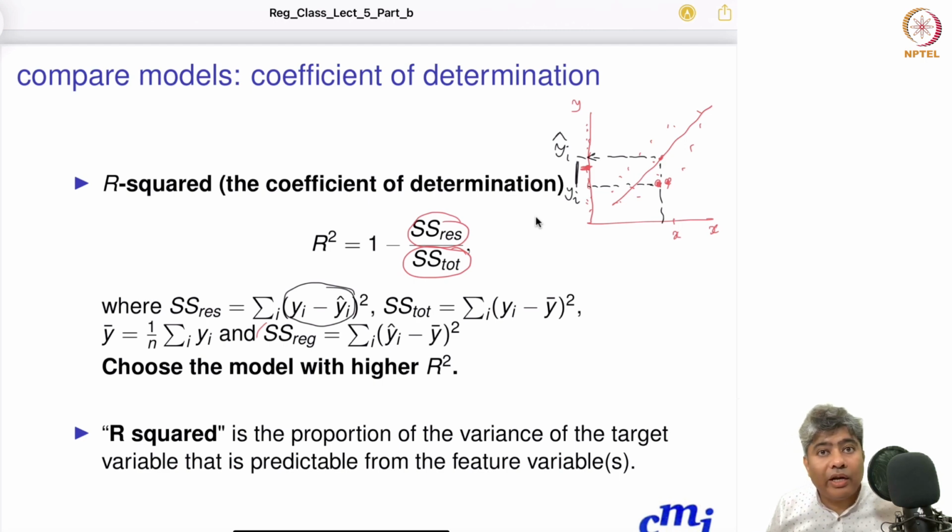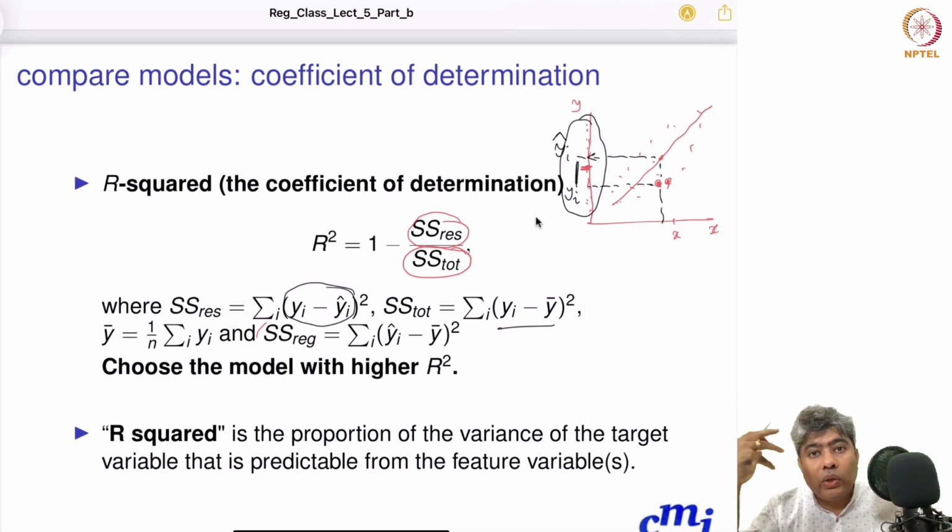Yi minus yi hat is my residual. That means this residual is the part that is not being explained by the model, right? That is the variability that my model cannot explain, the part of the variability in the entire data that my model cannot explain. Whereas yi minus y bar whole square is the total variability that you have in the response y.